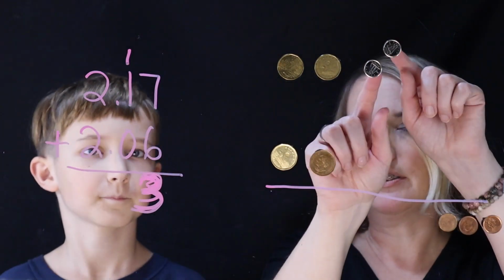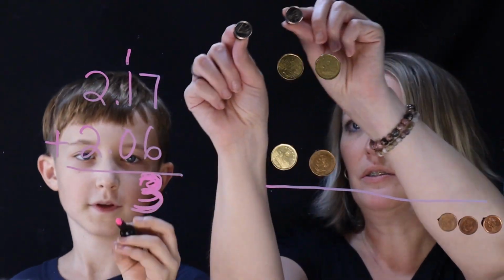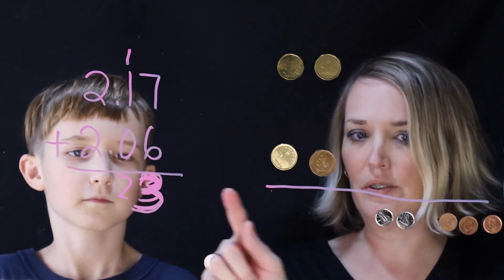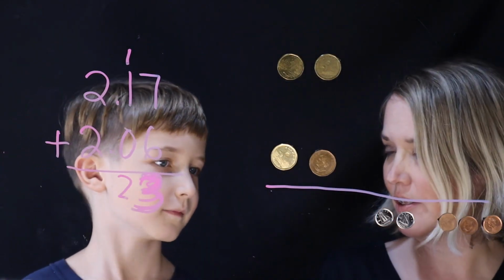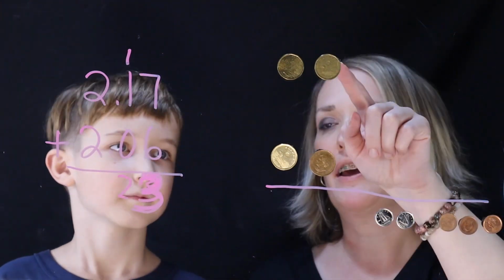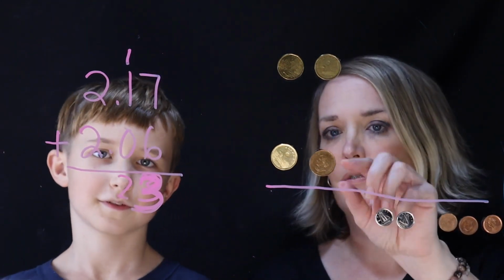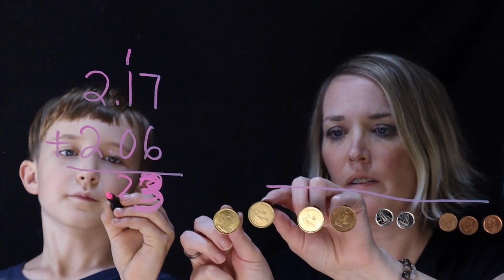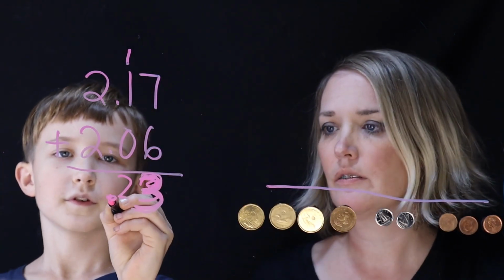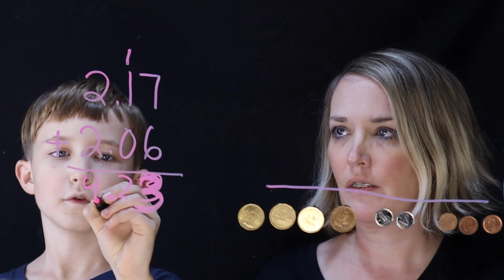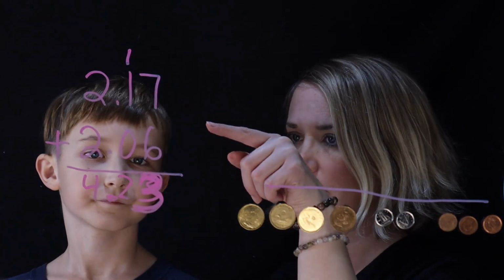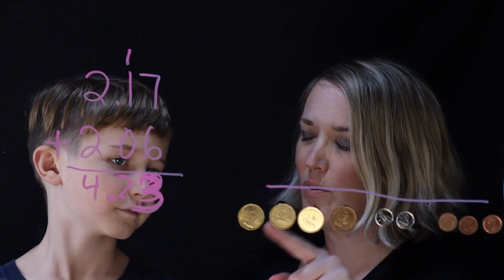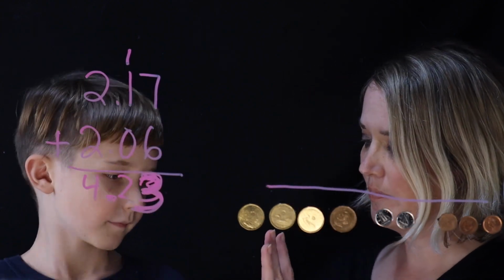Okay, and then so we have 10 cents plus 10 cents, which is 20 cents? Yep, so 2. Oh, so you have 23 cents and I have 23 cents. Nice. Okay, and then we just have 2 plus 2. Which is how much? Which is 4. So 4. So $2.17 plus $2.06 is $4.23. Awesome. Thank you.